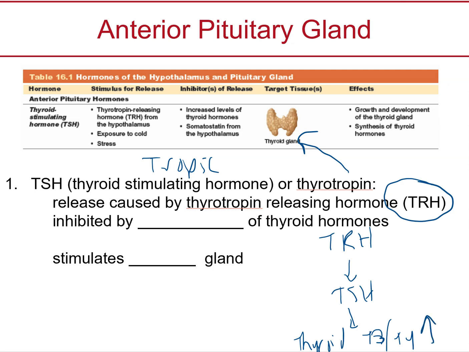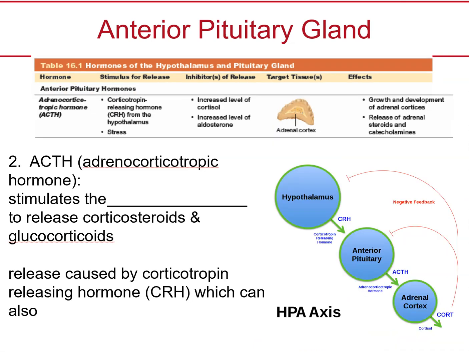So as these hormones go up, they're going to come back and basically turn off TRH. So TRH is inhibited by increased levels of the thyroid hormones. And so we have this hierarchy set up regulated by negative feedback. Okay, now ACTH, long word, adrenocorticotropic hormone, we just say ACTH.